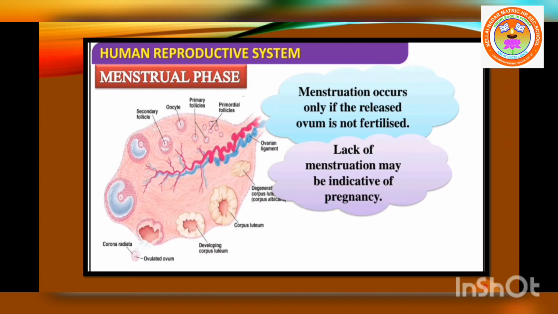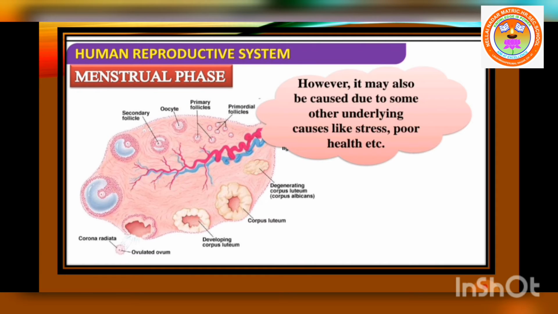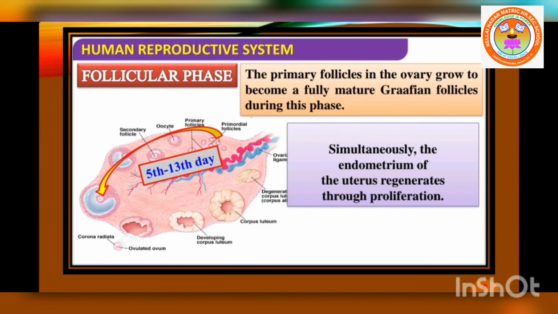However, it could also be due to stress, hormonal disorder, and anemia. So, menstrual phase: here the cycle starts when the menstrual flow occurs and lasts for 3 to 5 days. Next phase is the follicular or proliferative phase.